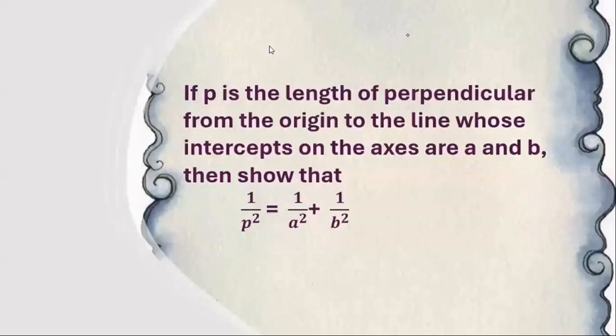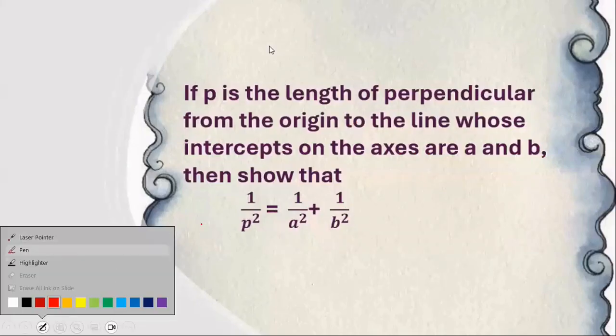If p is the length of the perpendicular from the origin to the line whose intercepts on the axes are a, b, then show that 1 by p square is equal to 1 by a square plus 1 by b square. Now everyone, please understand the question very carefully.